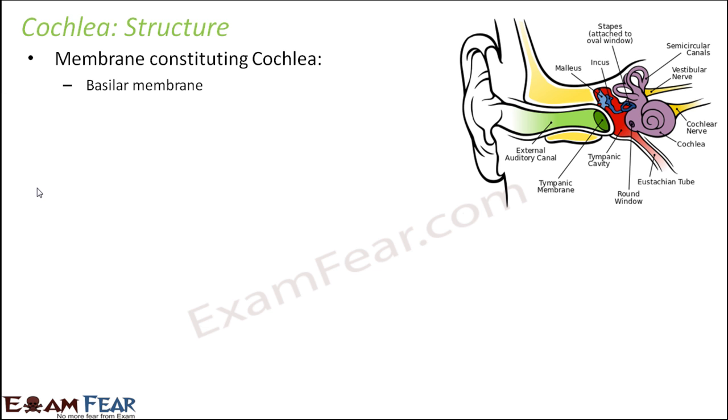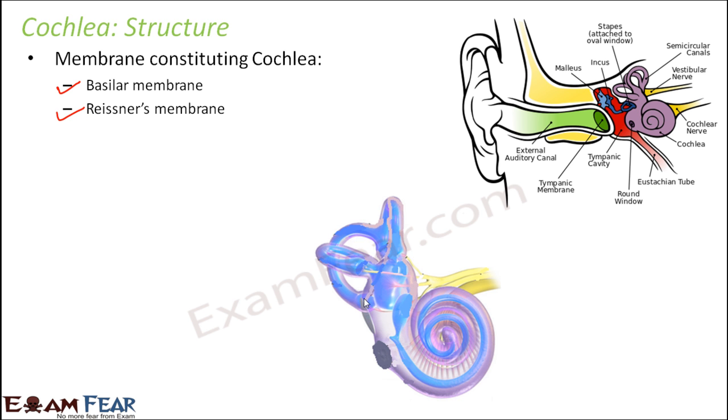Now, the membranes constituting the cochlea. What are the membranes which form the cochlea? There are two membranes, that is the basilar membrane and the Reissner's membrane. Many new names, right? So, let us have a detailed look at the cochlea. This is how the cochlea looks.